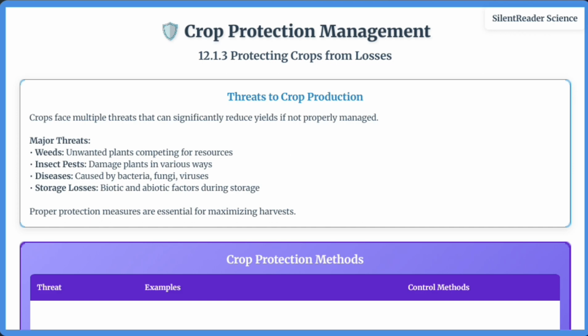We use various control methods including mechanical removal, chemical pesticides, biological control, and preventive measures like crop rotation and resistant varieties. Proper storage of harvested grains is also important to prevent losses from insects, rodents, and fungi.